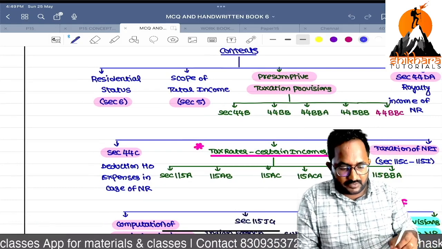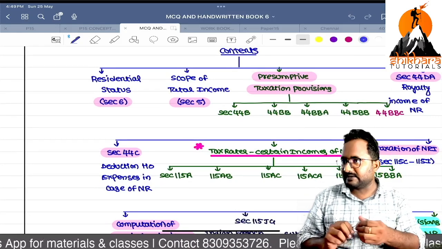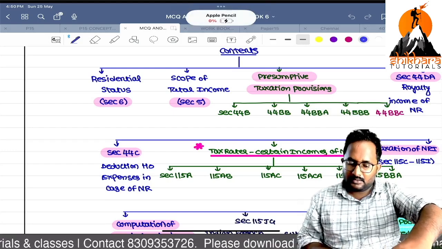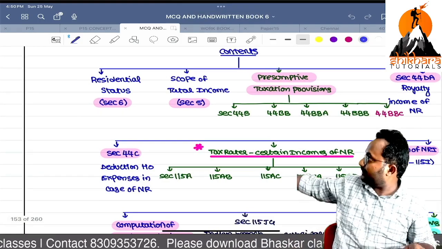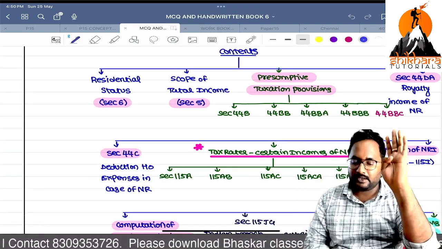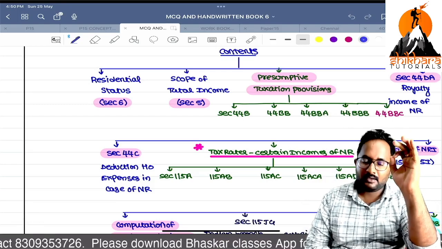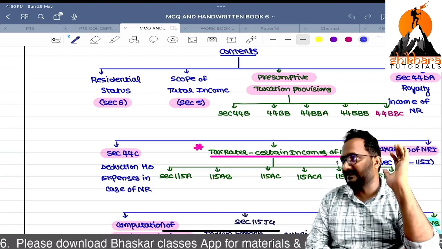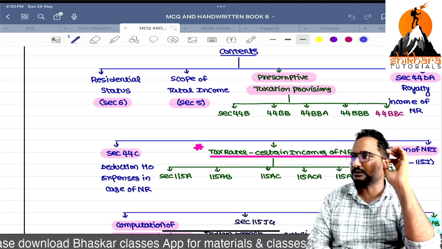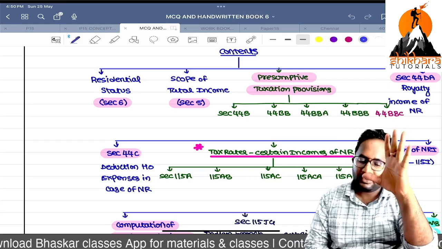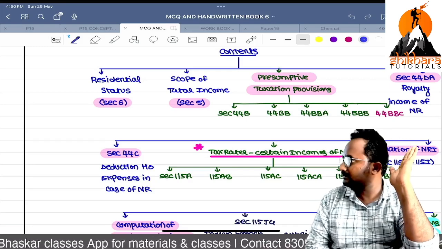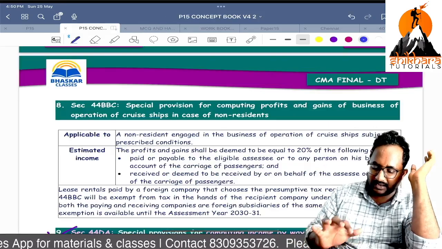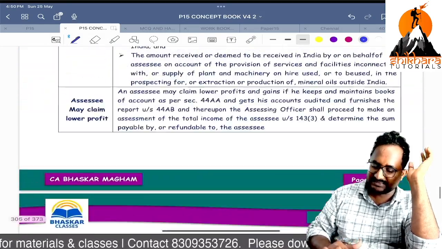So now we can start with the presumptive taxation provisions that are exclusively applicable for non-residents. How many presumptive taxation provisions are there for the non-resident? 44B, 44BB, 44BBA, 44BBB, and 44BBC, newly inserted in the Finance Act 2024. Totally 5 presumptive taxation provisions are there. Okay, directly from the concept book we can start. One by one provisions. It is very easy.